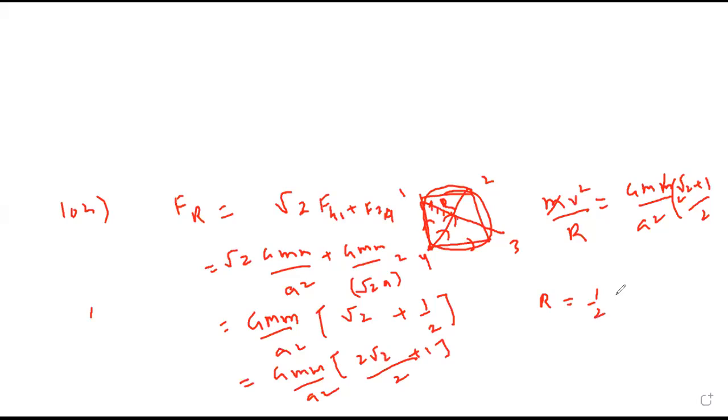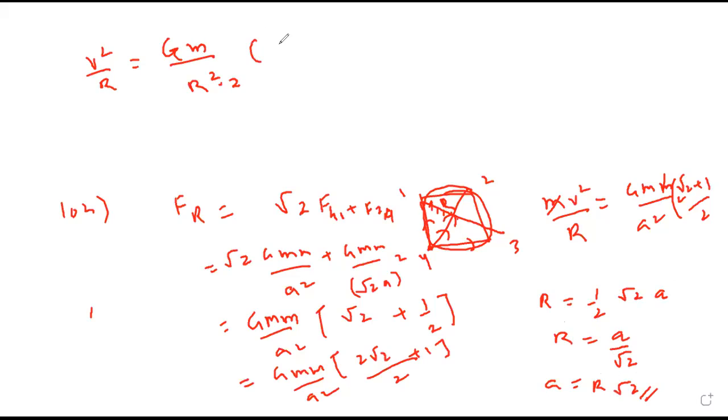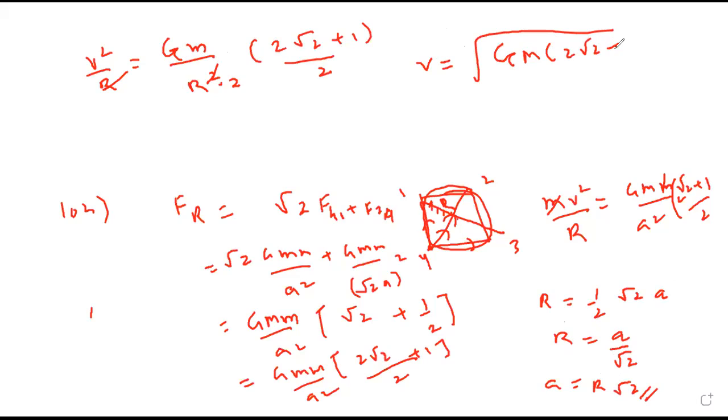R is half of √2 into A. So R is A upon √2. A is R√2. So V square upon R is G M upon A square, which will be R square into 2, (2√2 plus 1) upon 2. So 1 R cancels. Therefore, V will become root of G M (2√2 plus 1) upon 4, option D. Okay now? Yes, sir. Got.